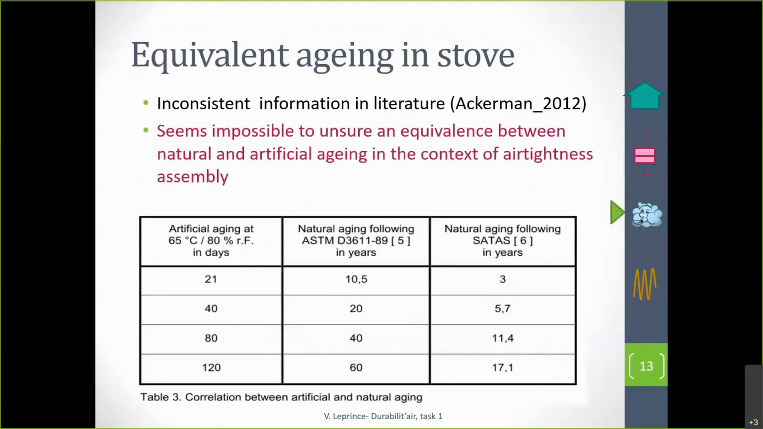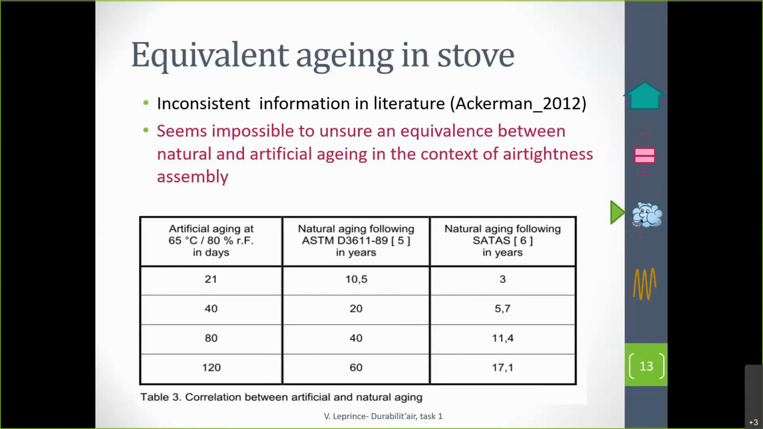Also, when you look at those hygiene protocols in stove, we find inconsistency in the literature. For example, if you remain 21 days at 65 degrees and 80%, according to ASTM, it will be equivalent to 10 years, but according to SATAS, it will be equivalent to 3 years of aging, which is not exactly the same. So after this literature review, for us, it seemed impossible to ensure an equivalence between natural and artificial aging in the context of airtightness assembly.